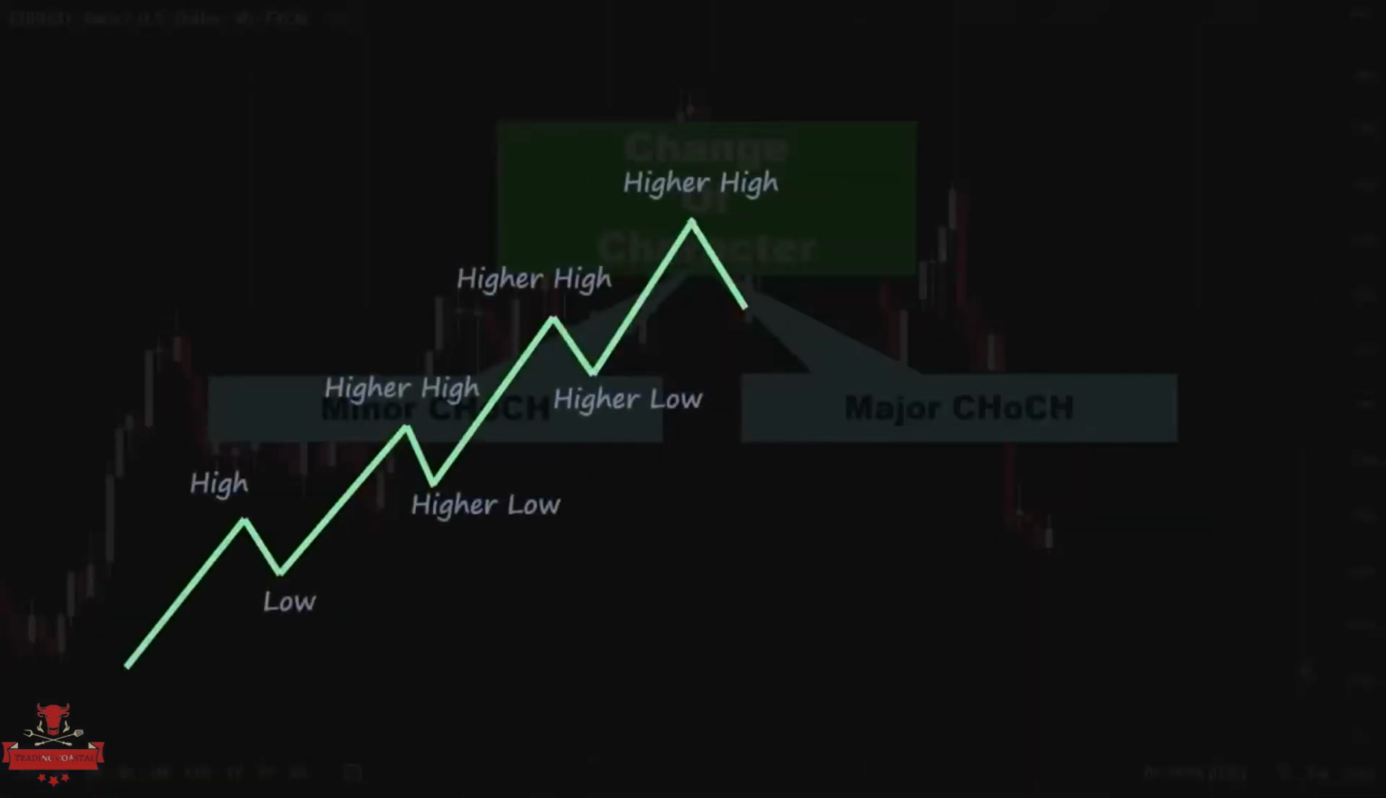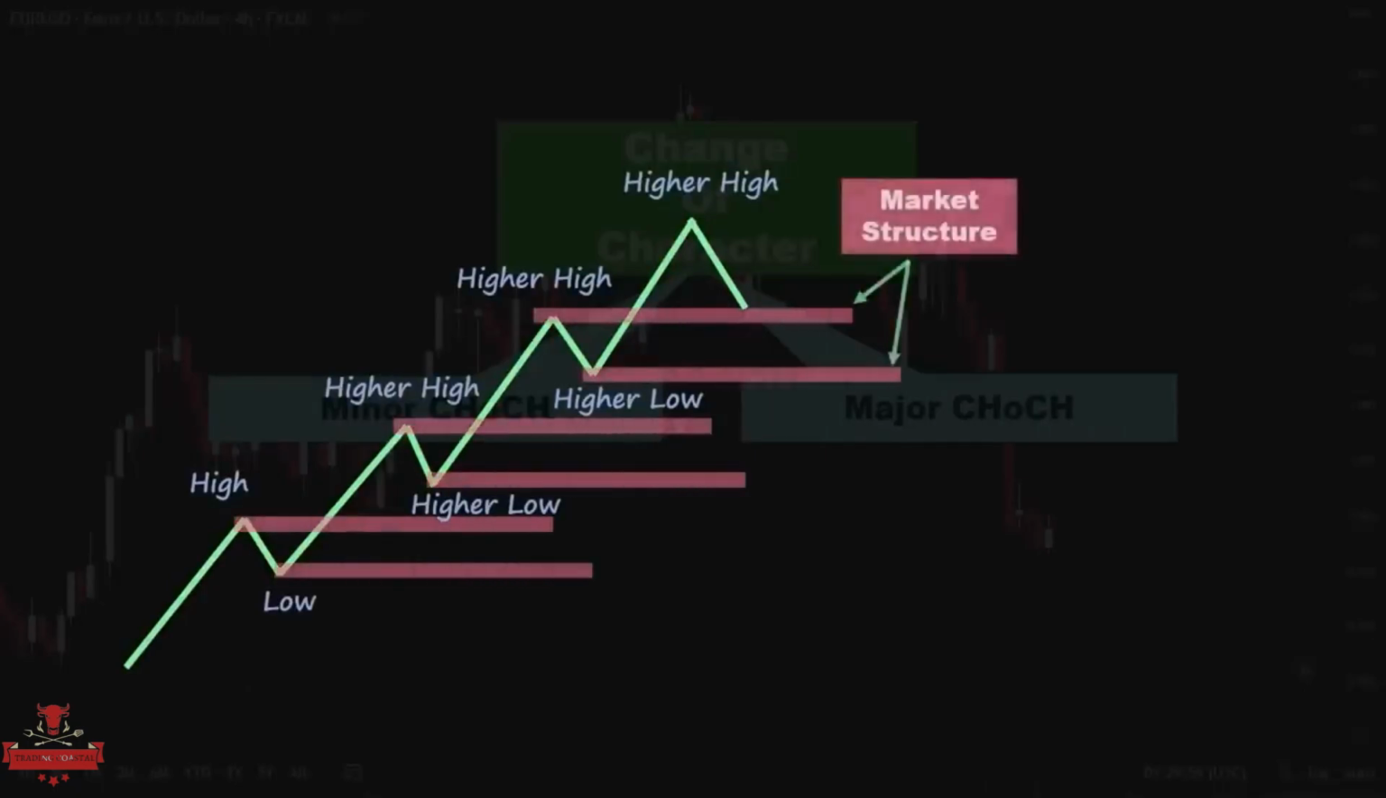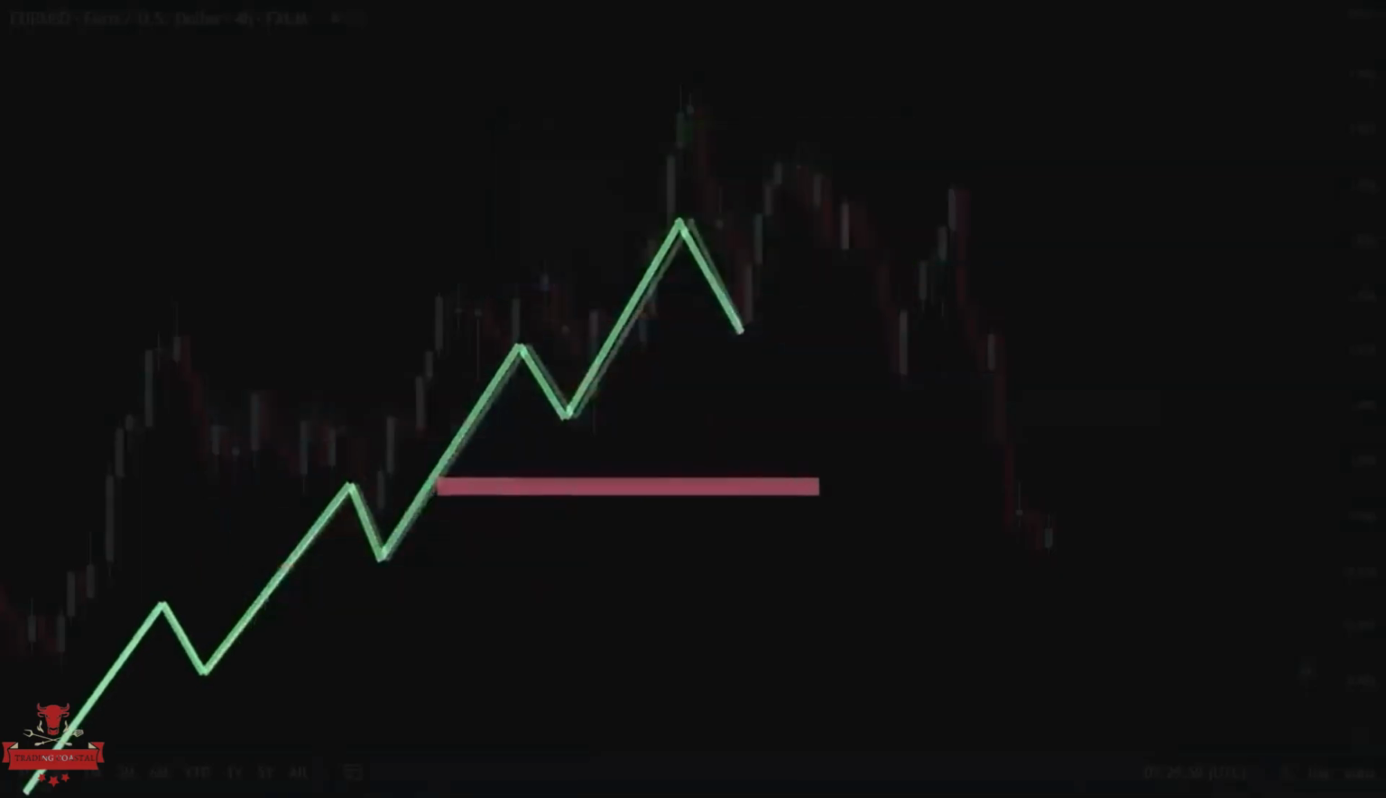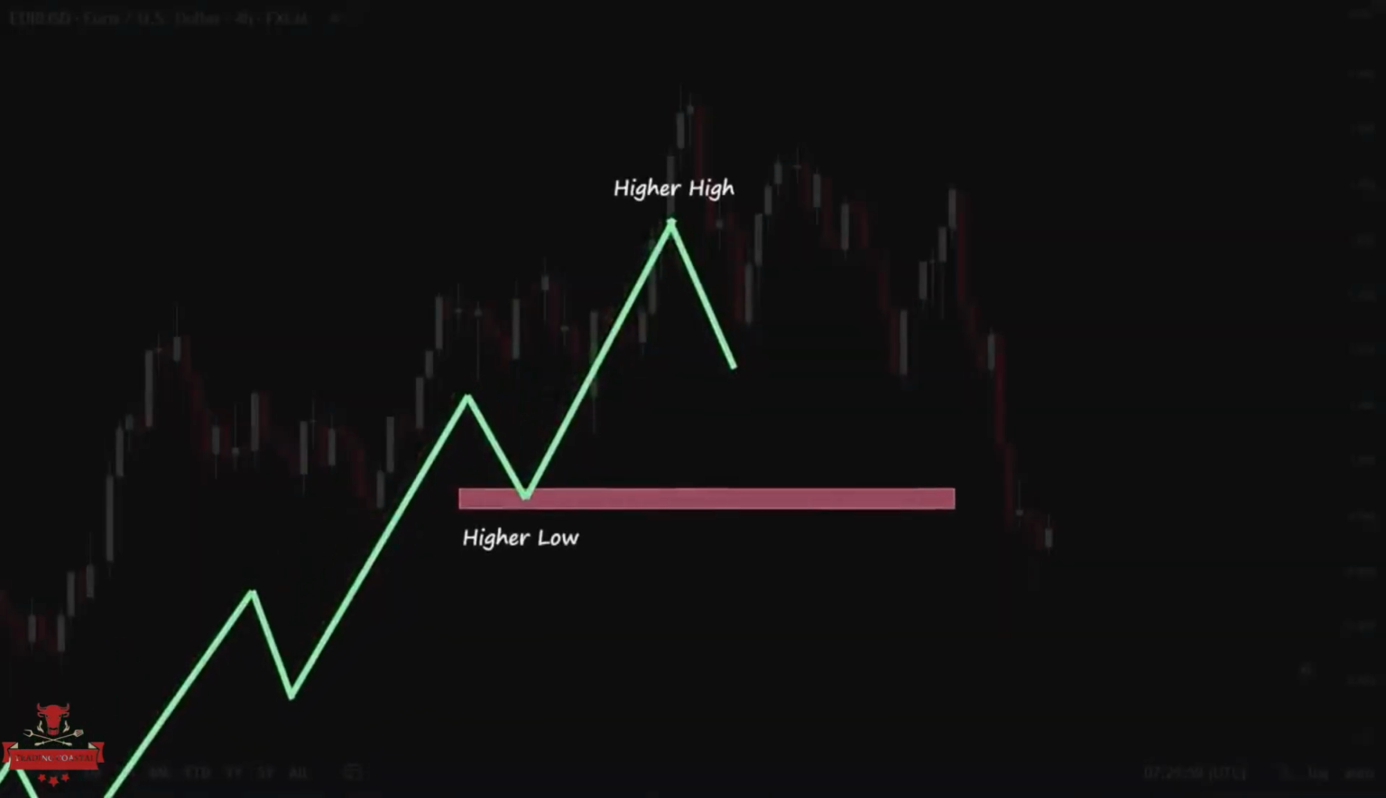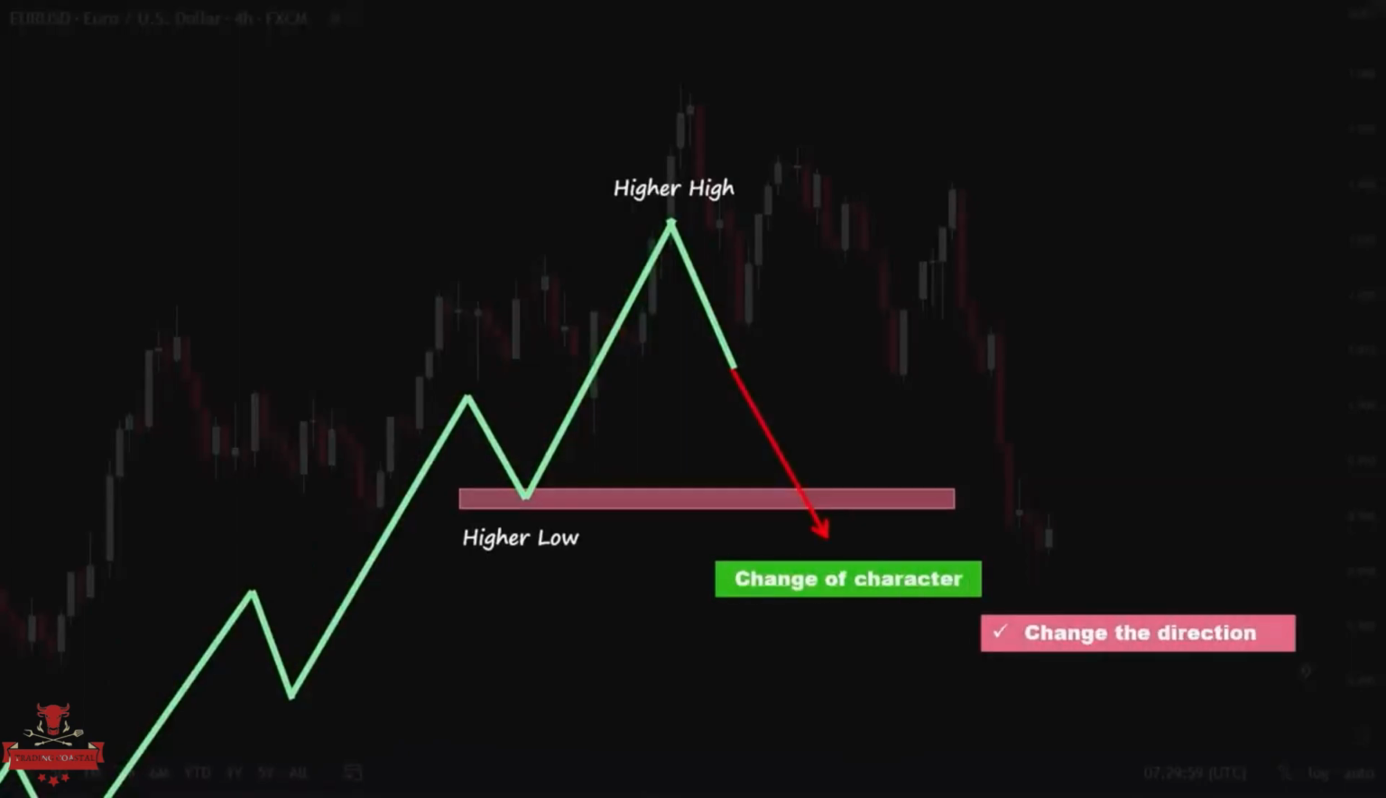Suppose we have a bullish market, where price makes a series of higher highs and higher lows. In this case, each high and low is a market structure level. The most recent higher high and higher low is the one we monitor. Breaking the most recent higher low to the downside shows that price tends to go to the downside and wants to change its primary direction, which we consider a change of character.